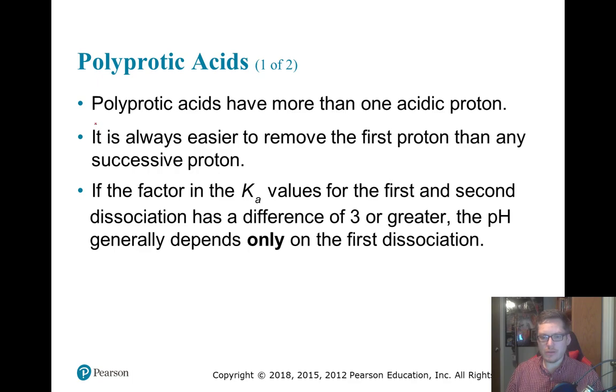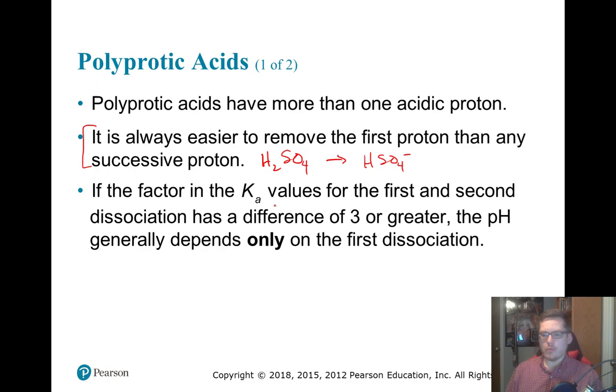And so the way these work is with acids, it is always easier to remove that first proton than any of the successive protons. So like for a classic example here, sulfuric acid, H2SO4, that first proton to remove, that's a strong proton. That thing completely dissociates, and then you'd form the conjugate base, the bisulfate there. And so this second proton is a lot slower to come off. It's a lot harder to remove.